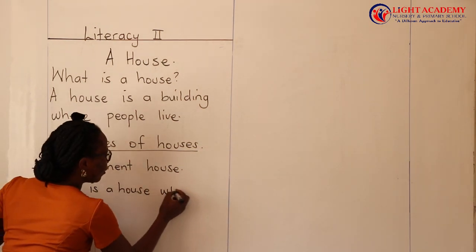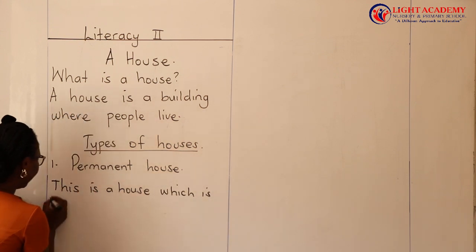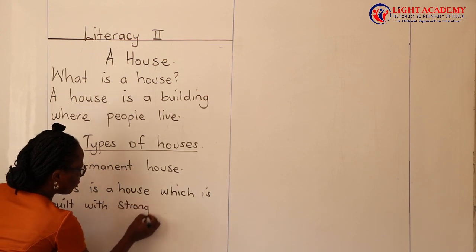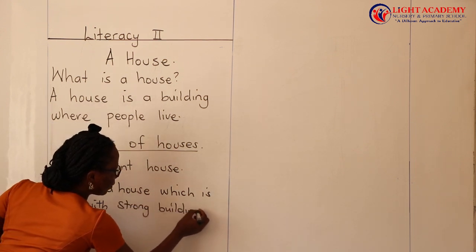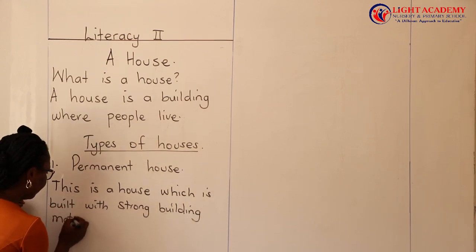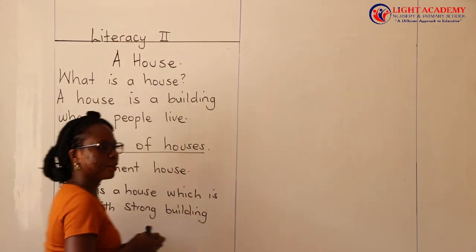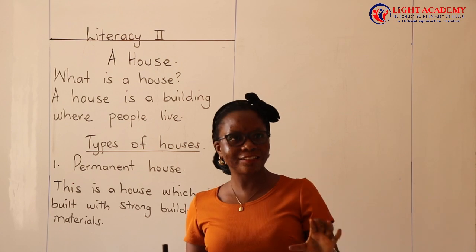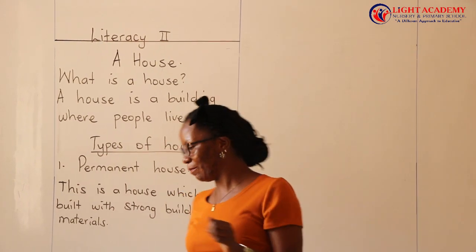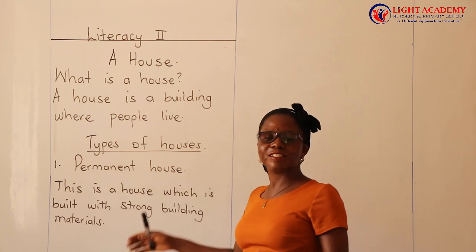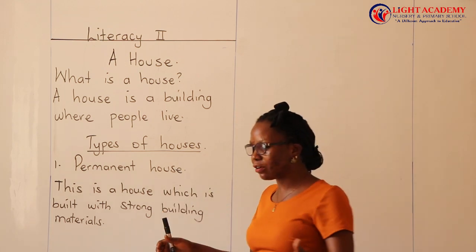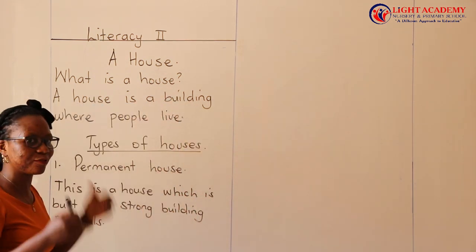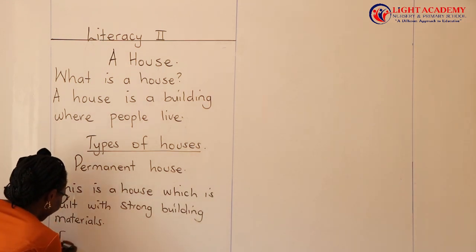It is a house which is built with strong building materials. This house is very strong and it lasts for a very long time. This is the advantage of this permanent house. It is built with materials that last for a long time. So we are going to look at examples of these permanent houses, these houses that can last for a long time.